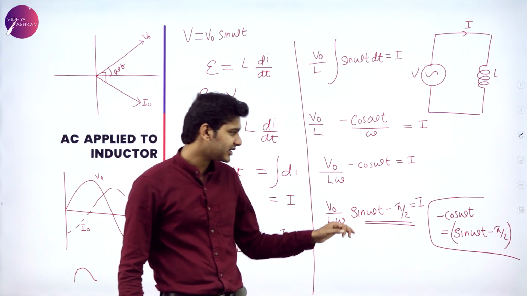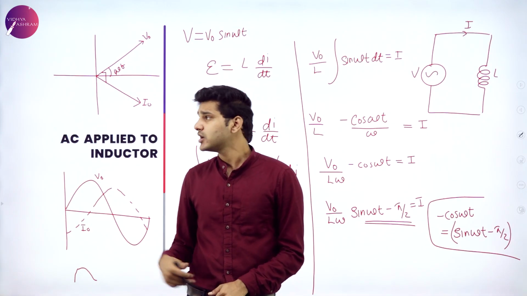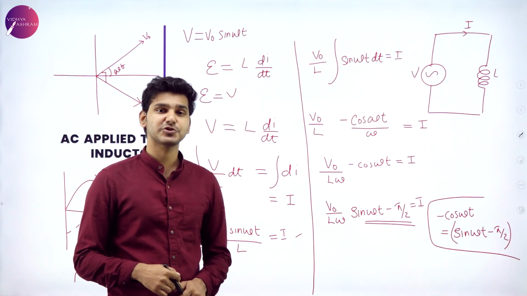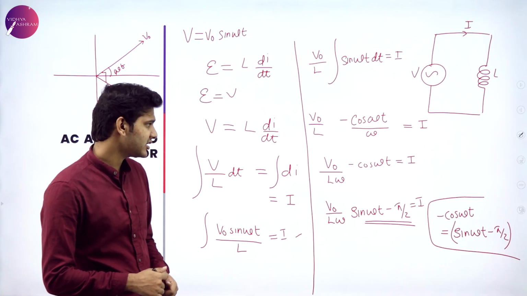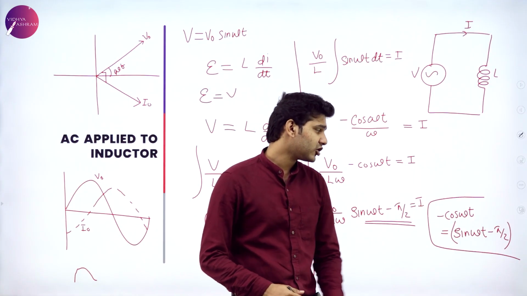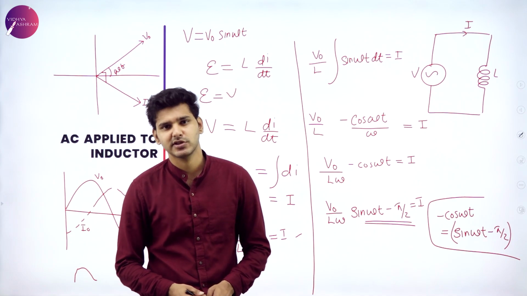So here current is lagging behind voltage by 90 degrees, and in the previous case, current was leading voltage by 90 degrees. That is the only thing. It's a fairly simple derivation. The only thing you have to understand is that minus cos omega t is equal to sine of omega t minus pi by 2. That's the only thing.